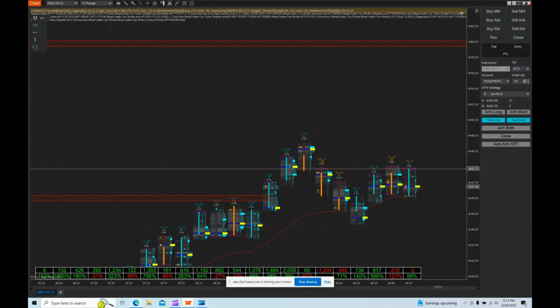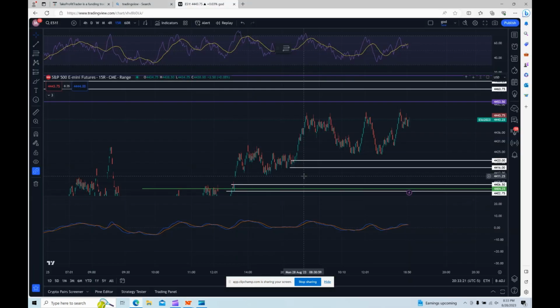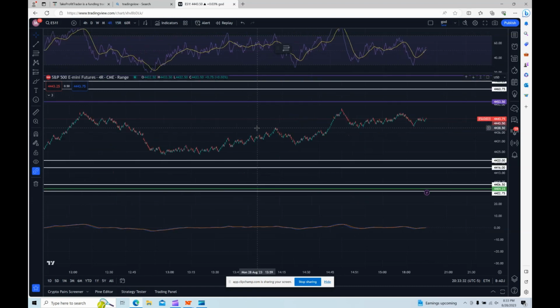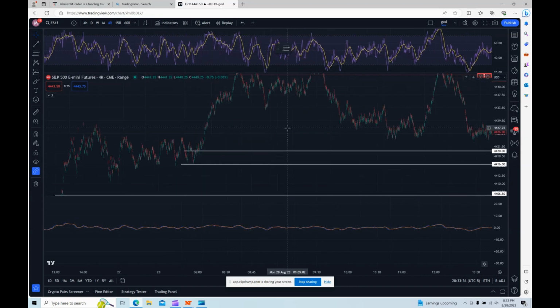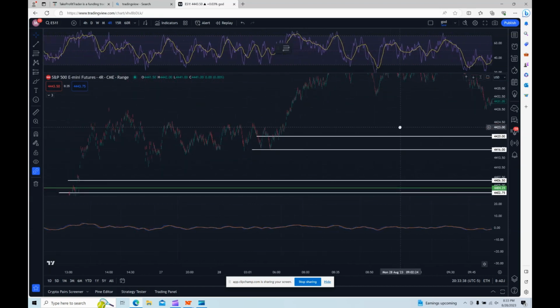How you determine if a zone is valid, in my opinion, I don't want a zone to be used over and over again. But what I really want to look for is that once I find a zone on the 15 range, I want to go down to the 4 range. The reason why I want to go down to the 4 range is that I want to see some sort of quick, explosive move to the upside.